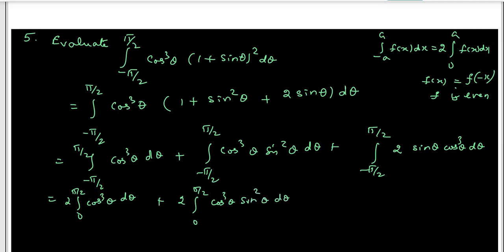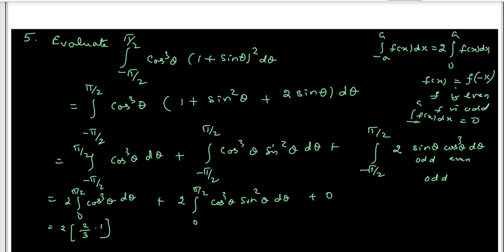But now coming to this one, this is even, this is odd. So when we combine both, we will get only odd. So when it is odd, then in that case minus a to a f of x dx is 0, we know already. So that means this will not be there. So plus 0. And this you know how to evaluate. 2 into, so in the denominator we have 3, 2 by 3. Then 2 by 3 comes, so 1.